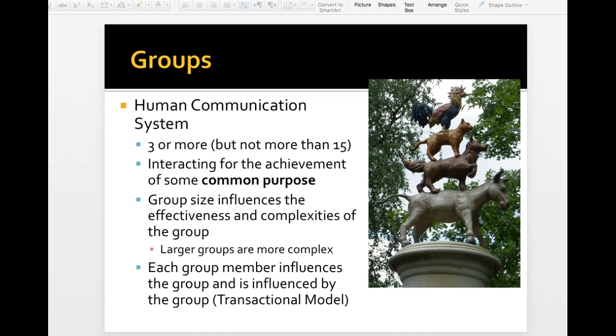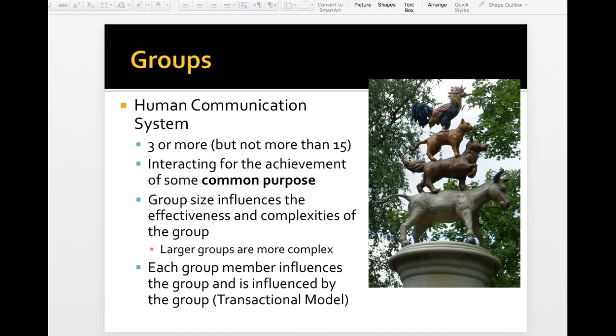One of the theories of group theory is the transactional model, and it's the idea that a group is made up of people who are influenced by the group and the group influences them. So you become changed by being a part of the group and the group can change its members. So when we're talking about small group communication, that's what we mean. A small group, less than 15 people, where each group member is united for a common purpose and influenced by the group and the group is influenced by them.